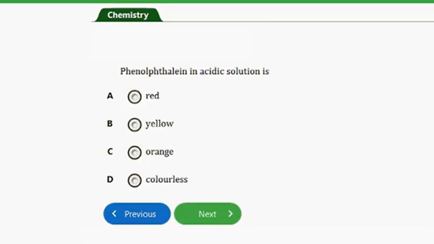So let's start with the first question. That's question number 1. It says phenolphthalein in acidic solution is A, red, B, yellow, C, orange, D, colorless. So guys, the answer to this question is option D, and that's colorless. Phenolphthalein is often used as an indicator in acid-base titration. For this application, it turns colorless in acidic solution and pink in basic solution.